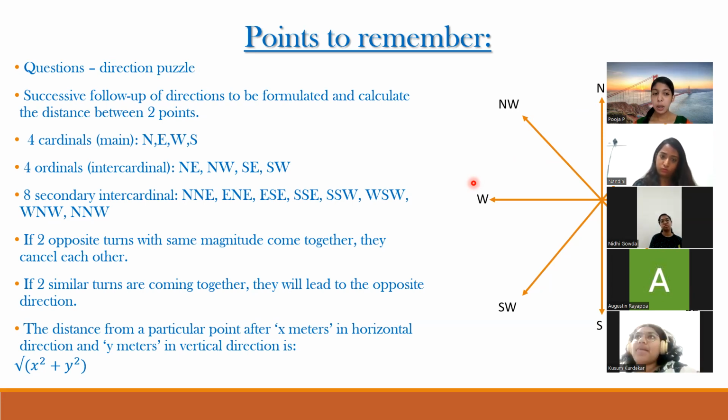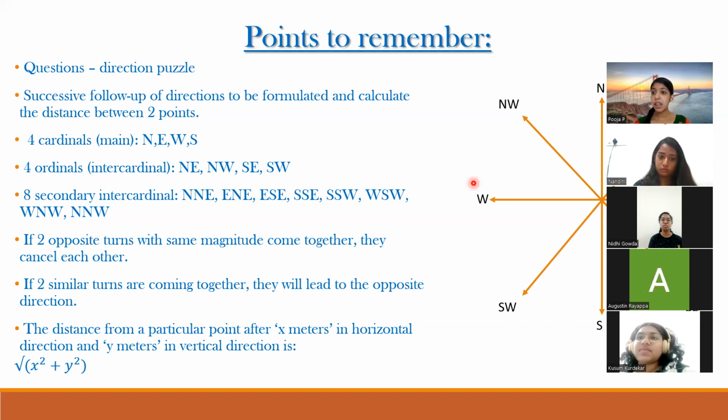One thing you have to keep in mind is, if two opposite terms with the same magnitude come together, they will cancel out each other. Let's say the person or the character in the question moves 5 meters to the right. Starting here, 5 meters to the right, and the person immediately goes 5 meters to the left, that is, it comes in the opposite direction.